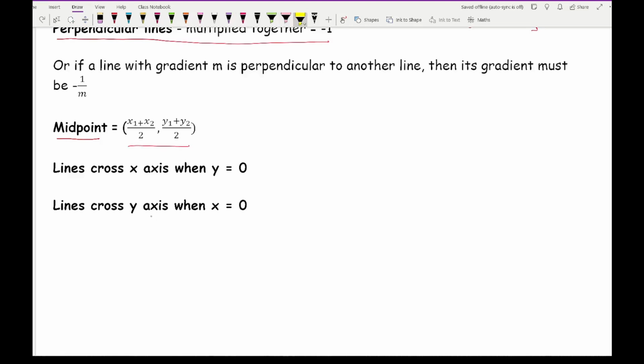Another key aspect of these particular questions is recognizing when lines cross the x-axis. Lines cross the x-axis when y equals 0. So all you need to do is substitute y equals 0 into your equation, and you'll find the points where it crosses the x-axis. And similarly, for where lines cross the y-axis, x equals 0. So if you want to work out where a line crosses the y-axis, just substitute x equals 0.